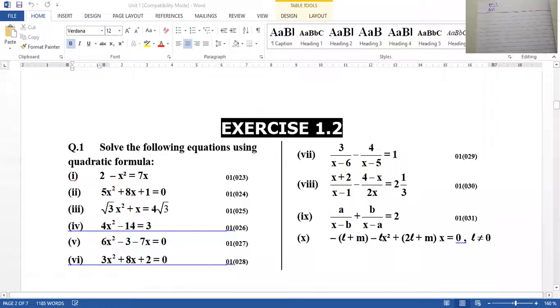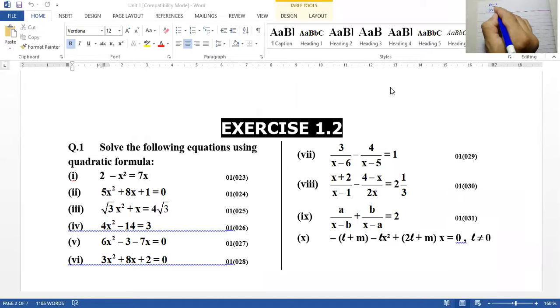We have just finished question number 1, part number 3. So what I want to do is solve part number 6 first, and then we will move to parts 7, 8, 9 and 10, which are comparatively lengthy as compared to the first 6 parts. So we are going to start question number 1, part number 6.